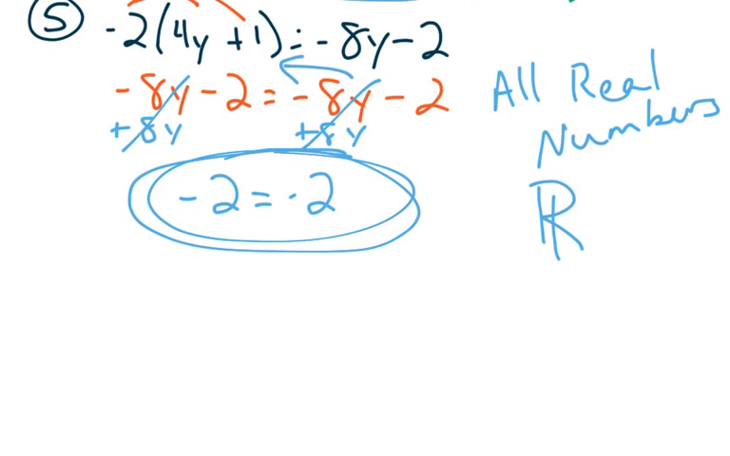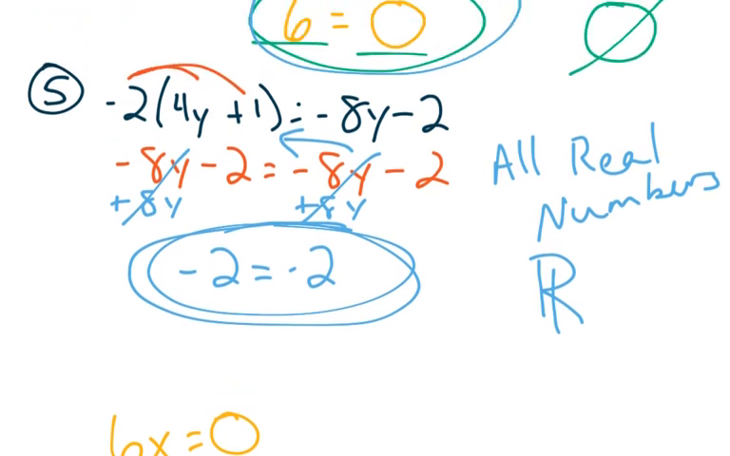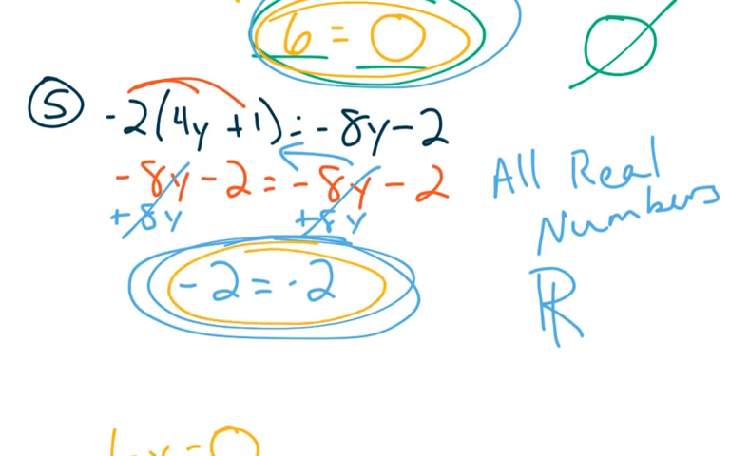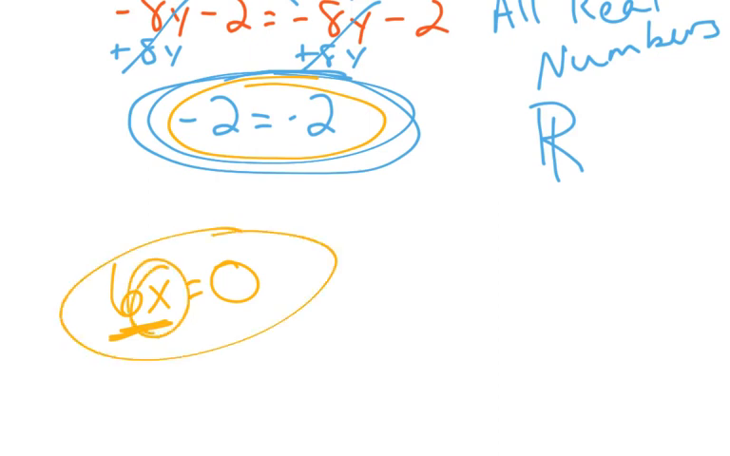Now, one quick thing. If you have something like 6x equals 0, this is not no solution because you still have variables here. Notice in these two, I don't have any variables anywhere. There's no variables there. There's no variables there either. But in this one down here, I still have a variable right here. So I still have an answer. Your answer here is 0. That's the only number that works.